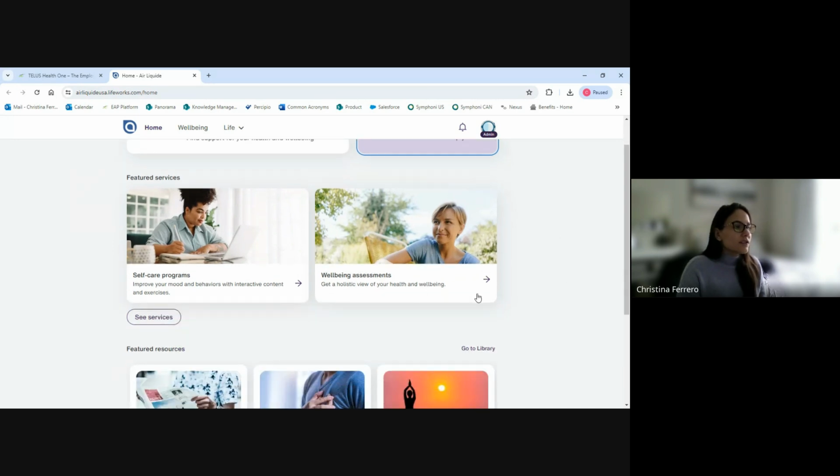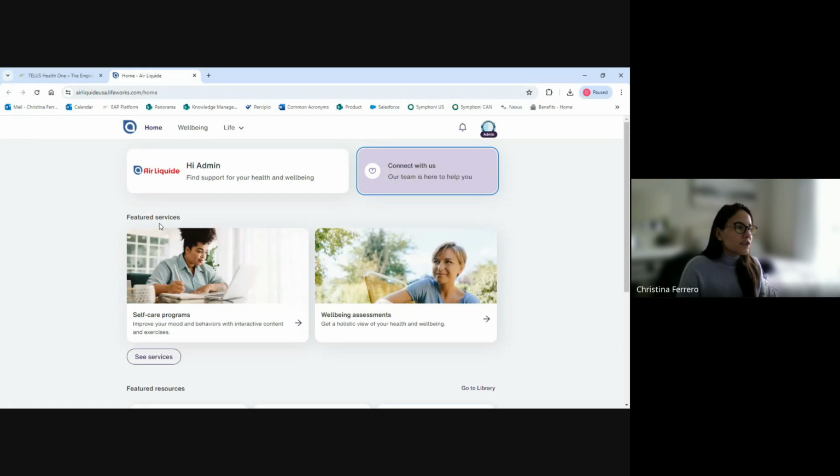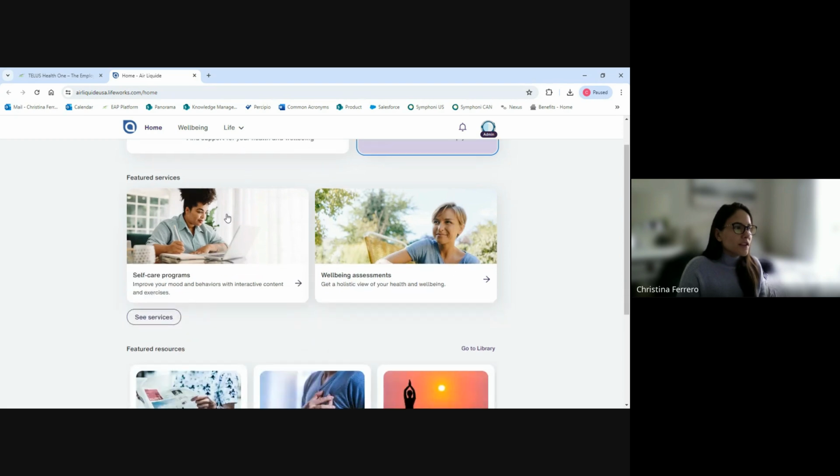And again, this is what I was speaking about before, the featured services. So the more you use the app, the more these will be relevant to what we know you are wanting and needing. It shows you the well-being assessments right away, the self-care programs.